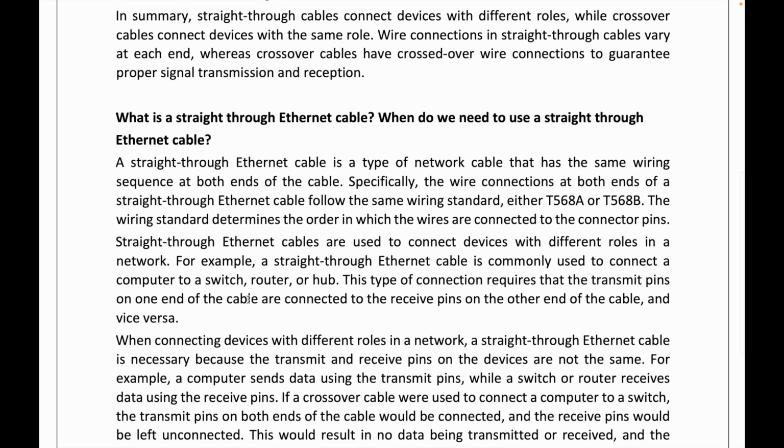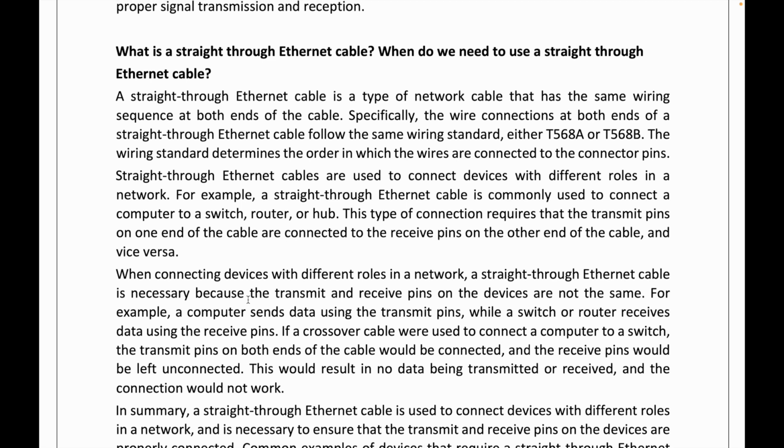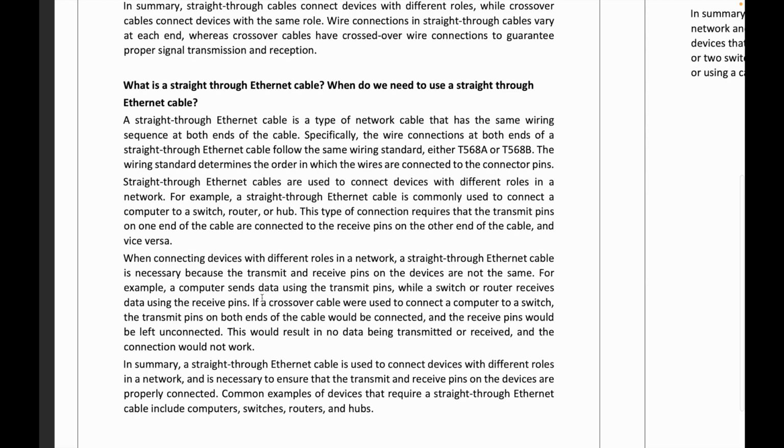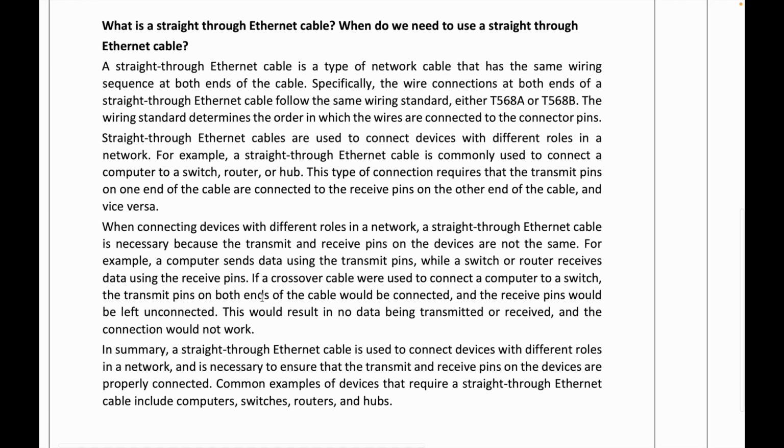A straight through Ethernet cable is used to connect devices with different roles in a network, such as computers, switches, routers, and hubs. This type of connection requires that the transmit pins on one end of the cable are connected to the receive pins on the other end of the cable, and vice versa. A straight through Ethernet cable is necessary because the transmit and receive pins on the devices are not the same. If a crossover cable was used to connect a computer to a switch, the transmit pins on both ends of the cable would be connected and the receive pins would be left unconnected. This would result in no data being transmitted or received, and the connection would not work.